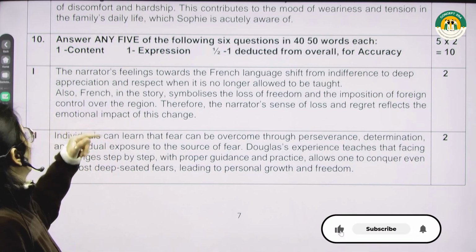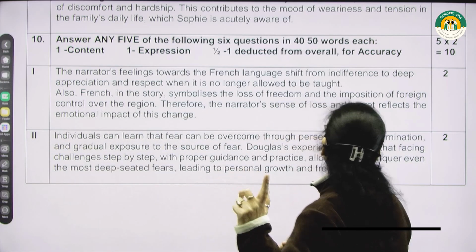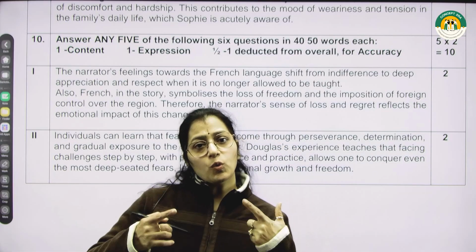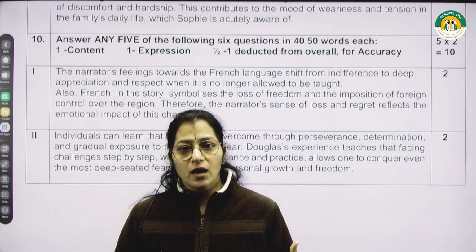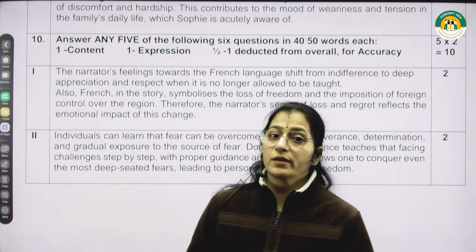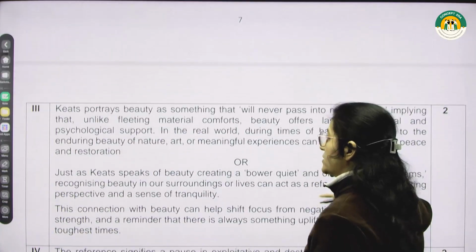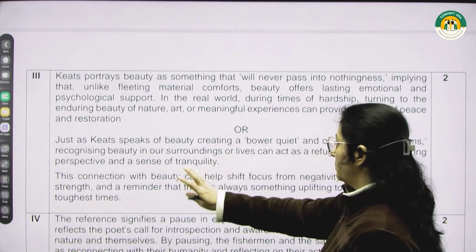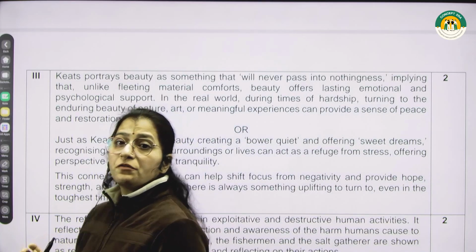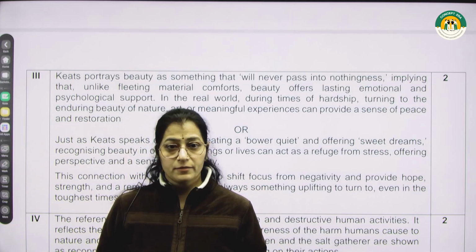Yes, of course. Also, French in the story symbolizes the loss of freedom and the imposition of foreign control over the region. So yes, you are going to write why he starts thinking that the French language is more important for these people to learn. All these questions are given, although the complete answers are given, but I'm telling you that while you are framing your short answer, keep the word limit in mind, don't exceed it. It won't help you at all.